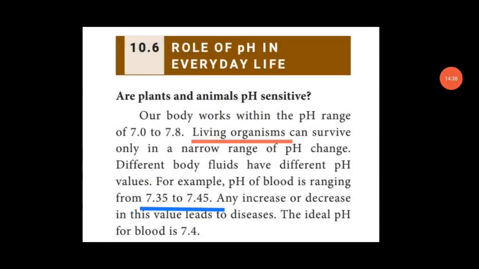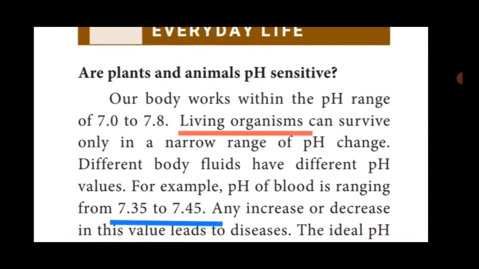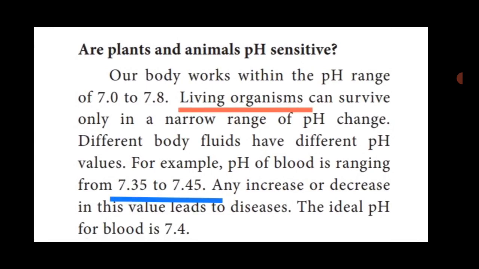Let's see the role of pH in everyday life. First one: are plants and animals pH sensitive? Our body works within a pH range of 7.0 to 7.8. Living organisms can survive only within a narrow range of pH change. The body fluids have different pH values.